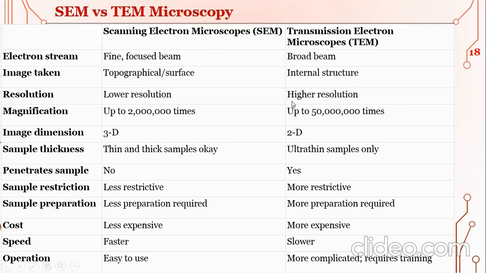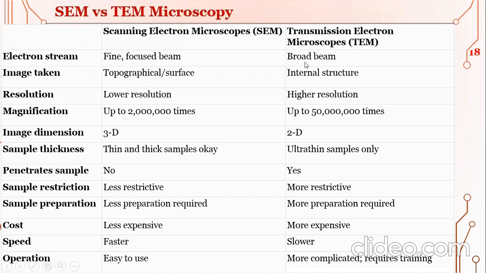So if we need to compare SEM and TEM now, that was before this, that was to compare the light and the electron microscopy. Now to compare SEM and TEM. So electron stream is used in both cases. So what difference is there in the electron stream in case of SEM and in case of TEM? So here a fine and focused beam is used in SEM, but a broad beam will be used in TEM.